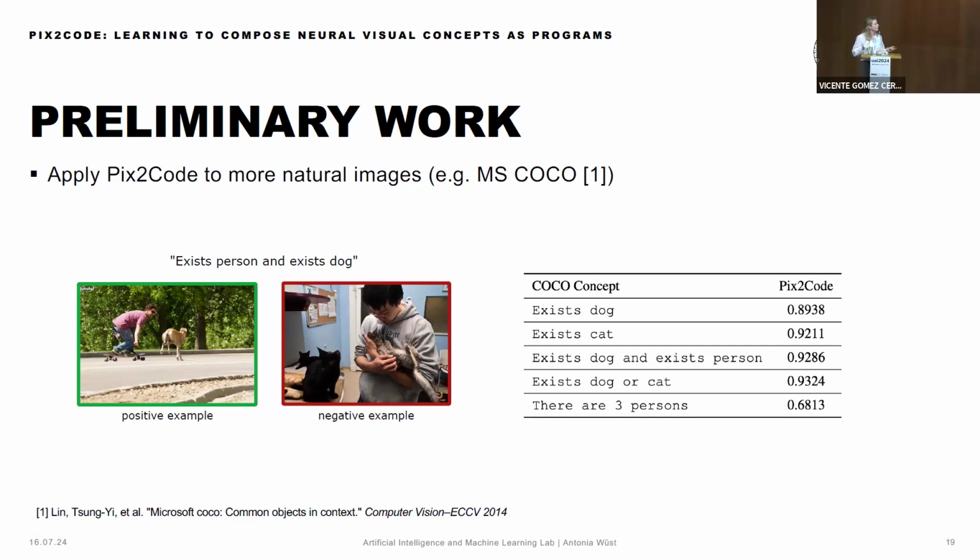For example, one concept was: there exists a person and there exists a dog. We selected the images of the data set based on that and checked whether Pix2Code can learn programs that classify this concept correctly. There we obtained around 90% accuracy on some of the concepts. Counting persons was still a bit harder, but we are optimistic that it could be a cool direction to go into in future work.